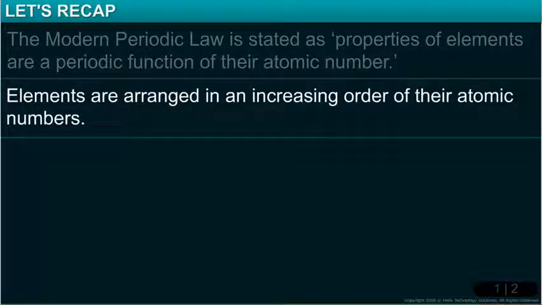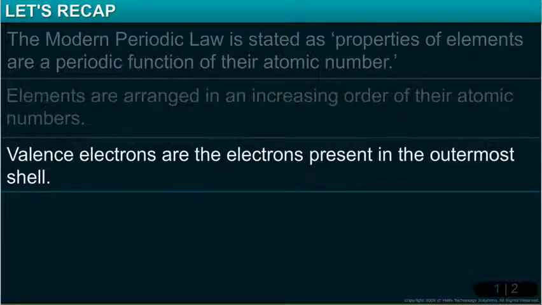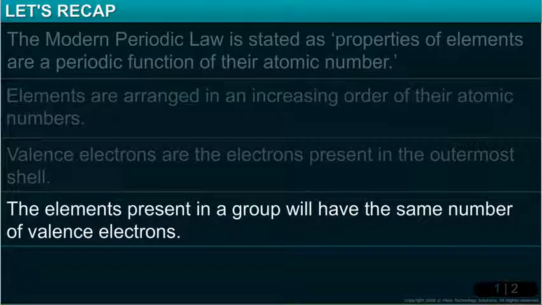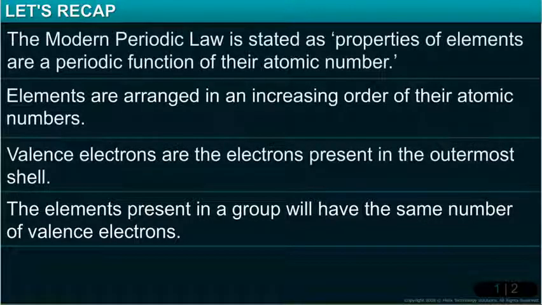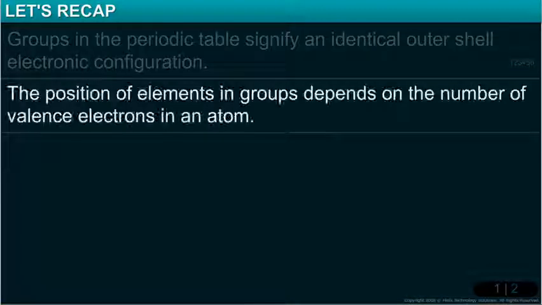Elements are arranged in an increasing order of their atomic numbers. Valence electrons are the electrons present in the outermost shell. The elements present in a group will have the same number of valence electrons. Groups in the periodic table signify an identical outer shell electronic configuration. The position of elements in groups depends on the number of valence electrons in an atom.